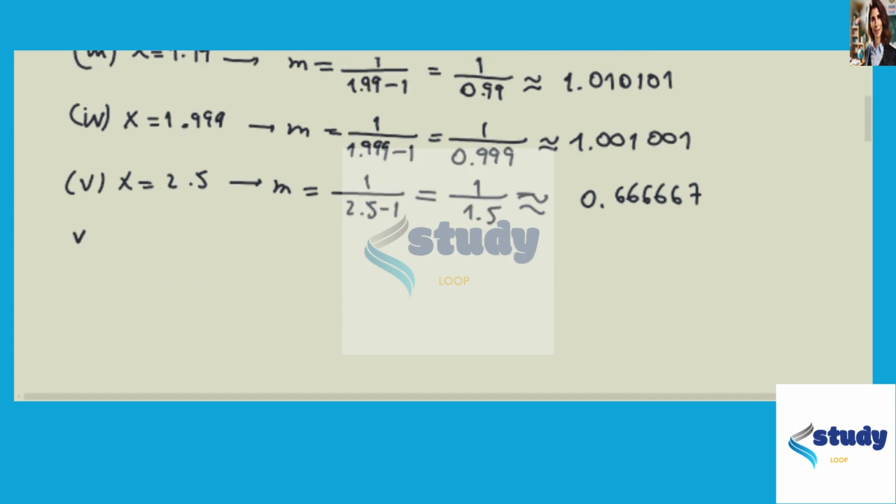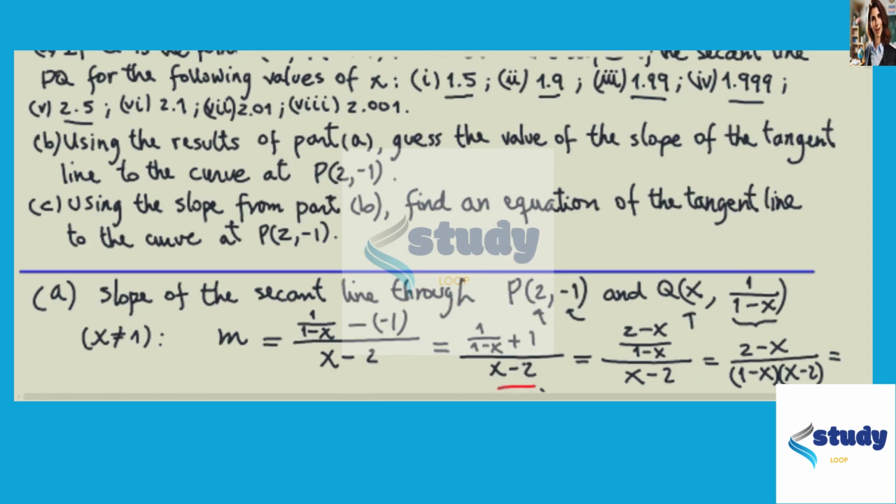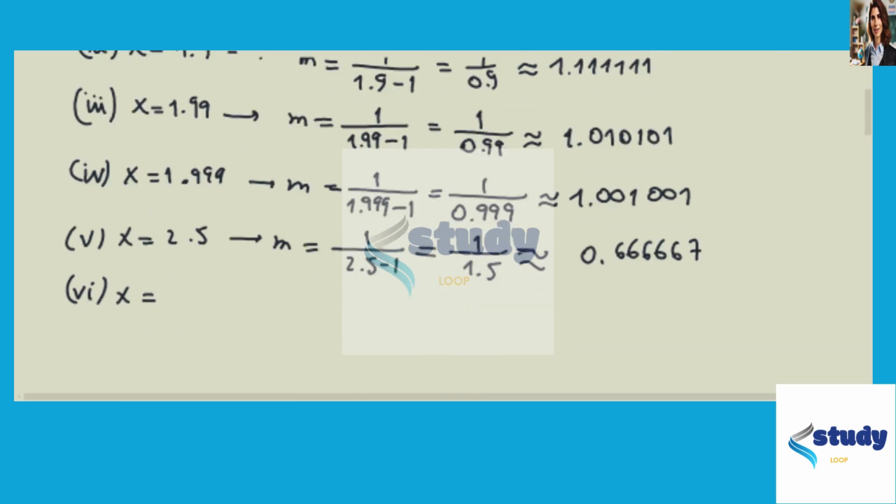Then part 6, x is taken equal to 2.1, m is 1 over 2.1 minus 1, which is 1 over 1.1, and that's approximately equal to 0.909090, and not 0, because the following decimal will be a 9, so we take 1 here.